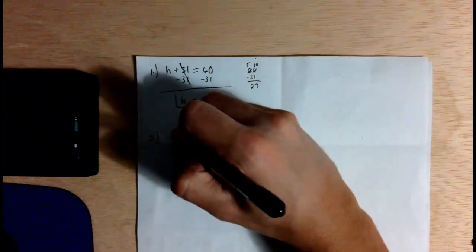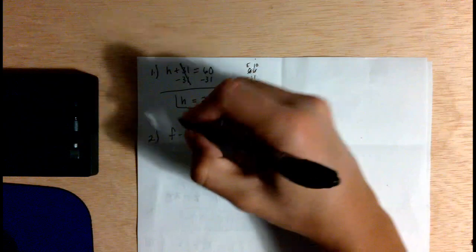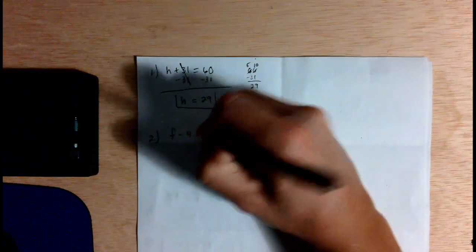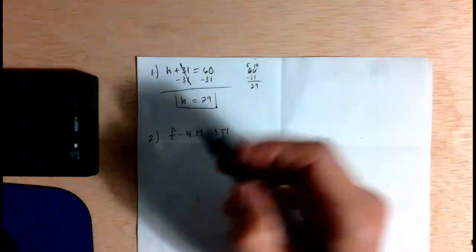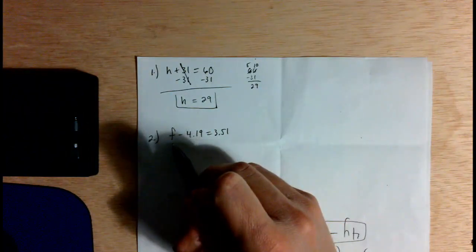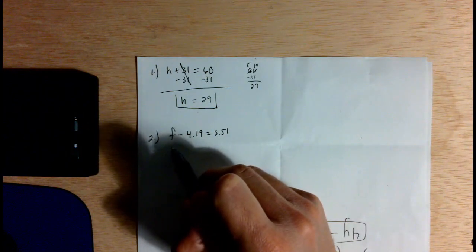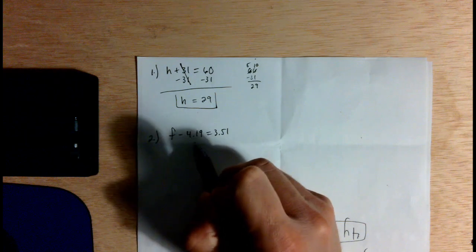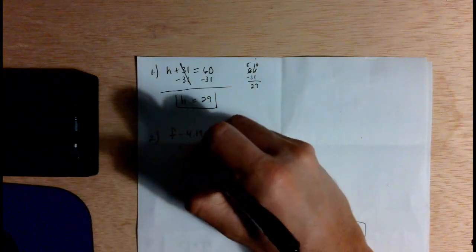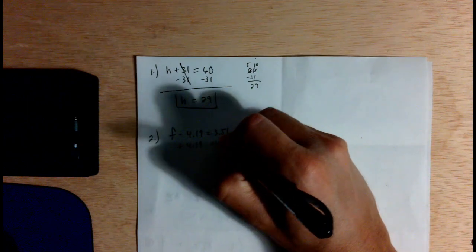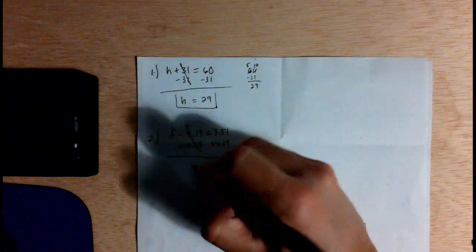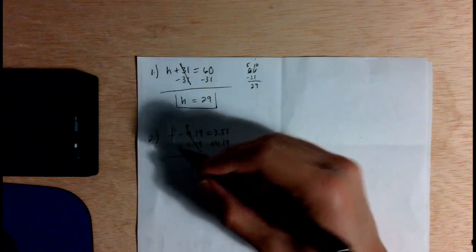This one's going to be dealing with decimals, so I'll have f minus 4.19 is equal to 3.51. Again, my variable is f. I want to get this isolated by itself. It's subtracting 4.19, so I'm going to do the inverse, which is adding 4.19 to both sides. Again, add 4.19 to both sides. A negative and a positive will cancel. I'm left with f on the left hand side.